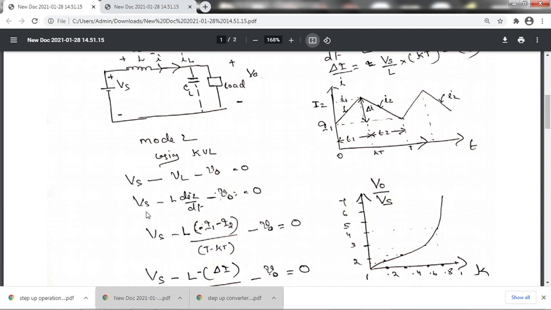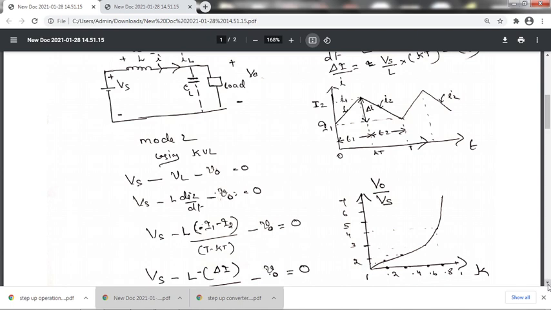So source voltage is constant Vs, VL is L di2 by dt, and V0 is what? What is di2? di2 is nothing but I1 minus I2. I1 minus I2 is nothing but minus of I2 minus I1. What is I2 minus I1? It is delta I. That's the reason I1 minus I2 I can call as minus of delta I. This is I1 minus I2, delta I, minus V0.